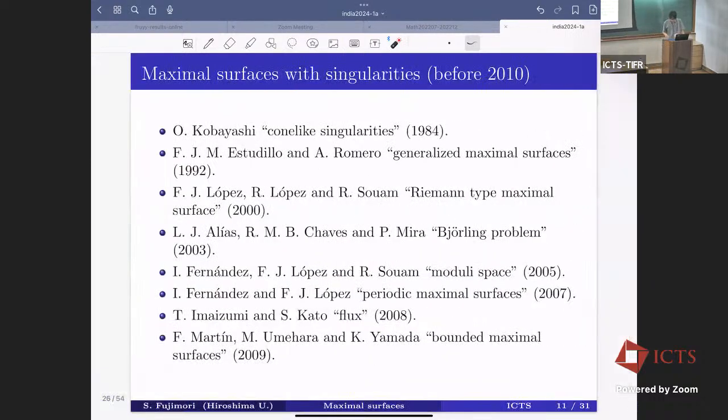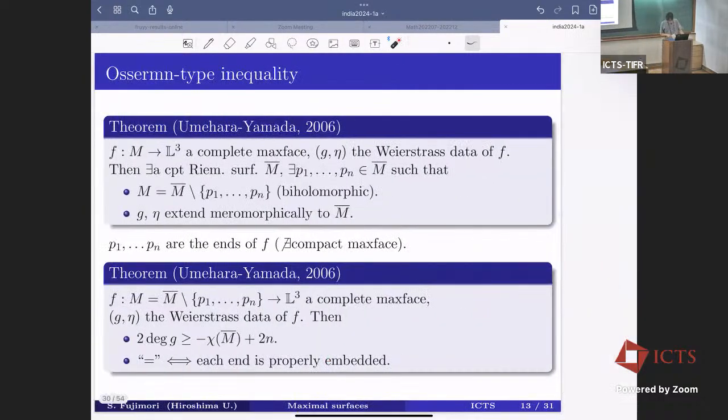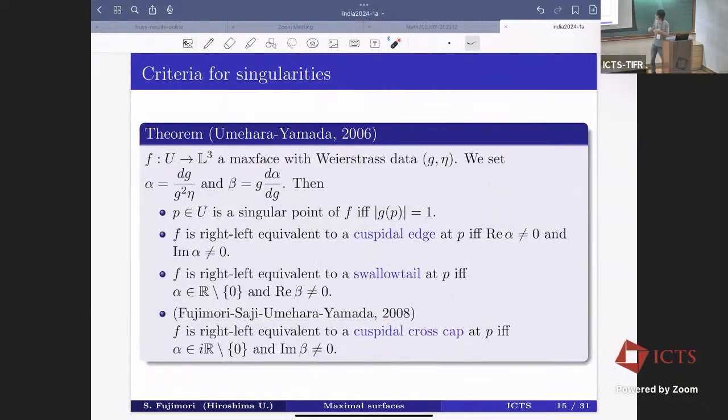Okay, so then going back to the singularities, if the surface F has a swallowtail at P, then the conjugate surface has a cuspidal cross cap at P. And if F has a cuspidal cross cap at P, then the conjugate surface has a swallowtail. And the cuspidal edge is unchanged. So if F has a cuspidal edge, then the conjugate also has a cuspidal edge.